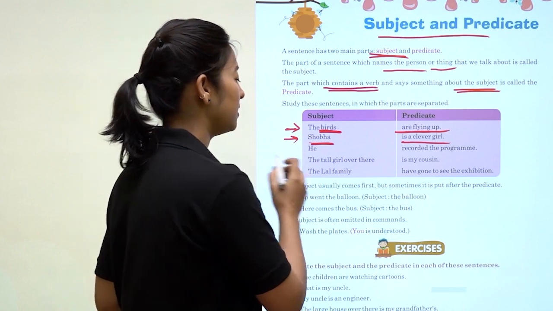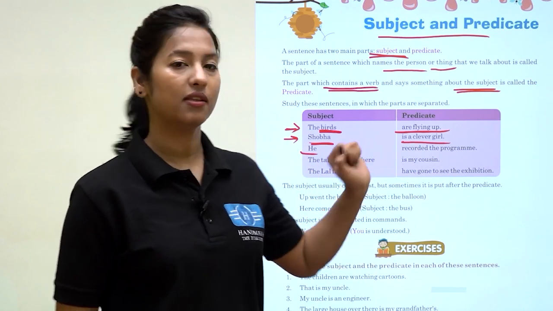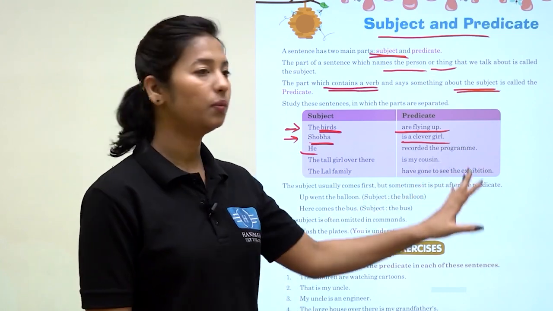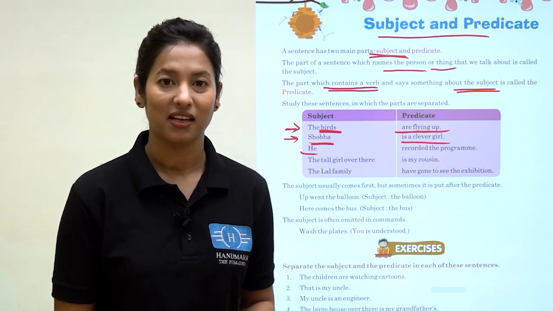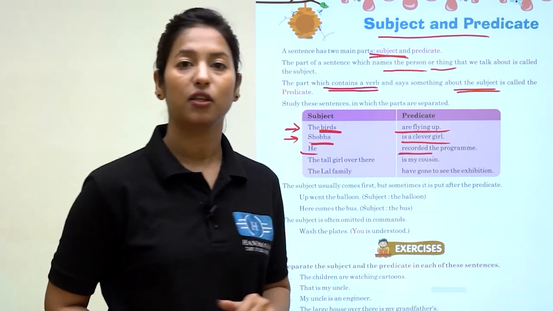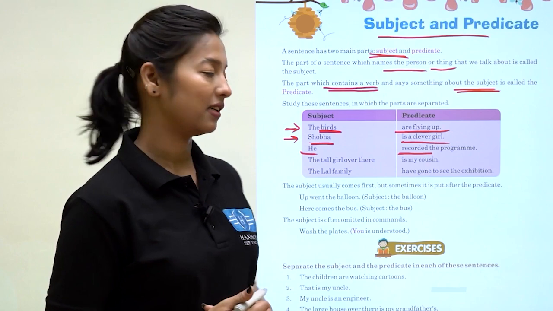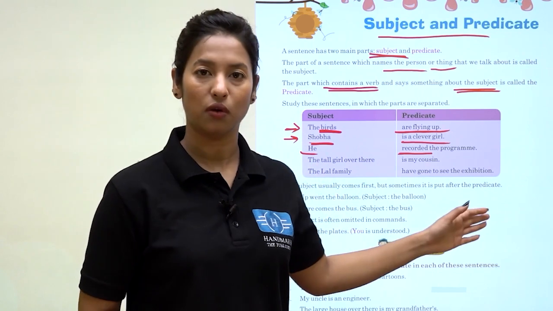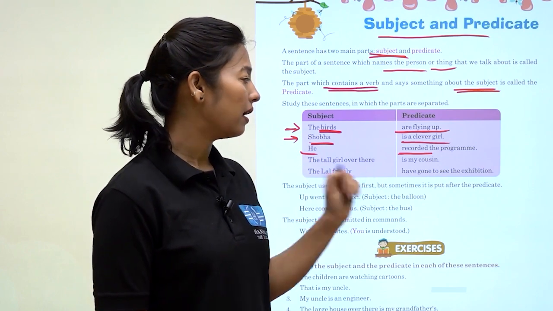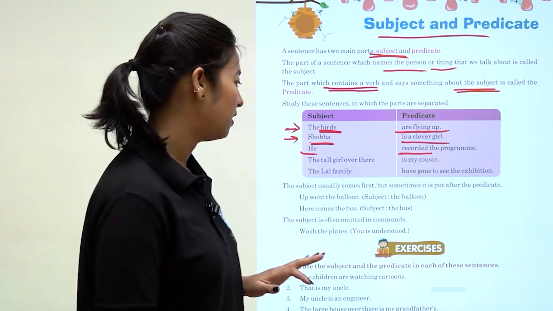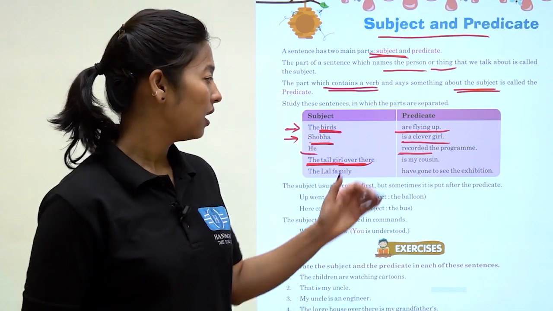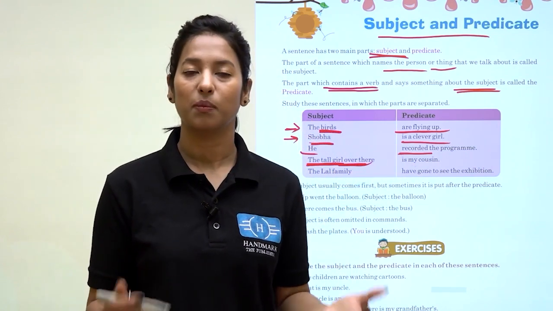Similarly, we have other sentences. He recorded the program. So he is the subject and recorded the program is the predicate. And what is the verb here? We can see recorded is the verb used in this sentence, and the verb is part of the predicate. The tall girl over there is my cousin. So here the tall girl over there is the subject and is my cousin is the predicate.